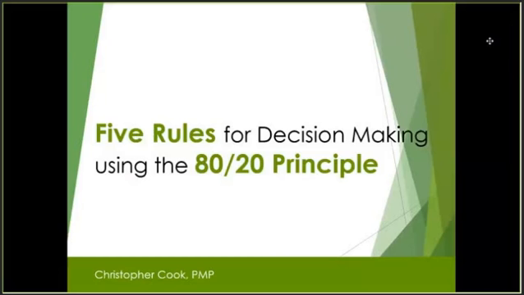However, the two numbers do not need to equal 100. So while this is an 80-20 principle, it may work out to be 90-20. It may work out to be 95-15. Any of the various ratios work for this analysis.